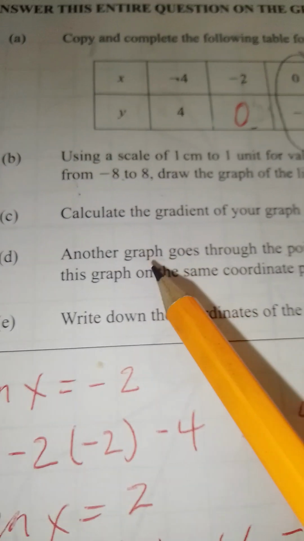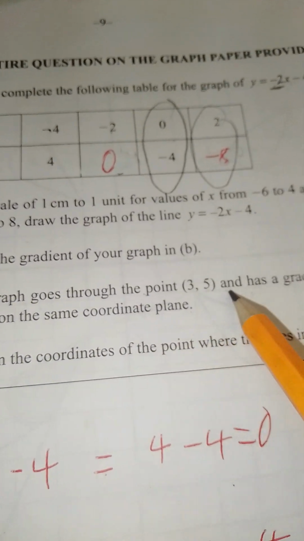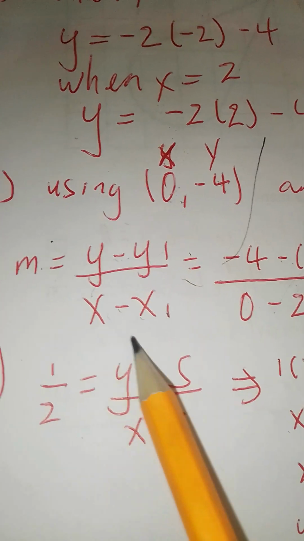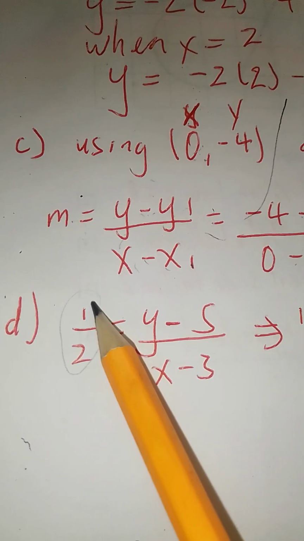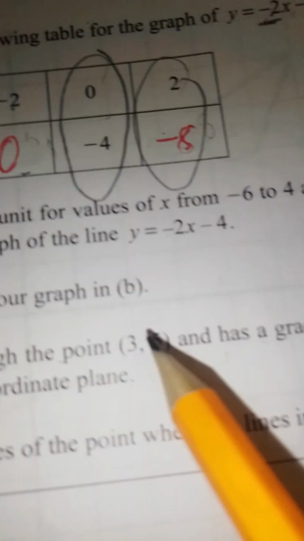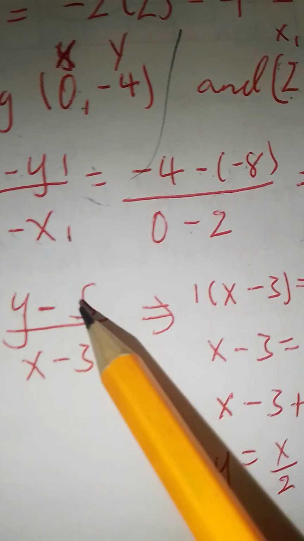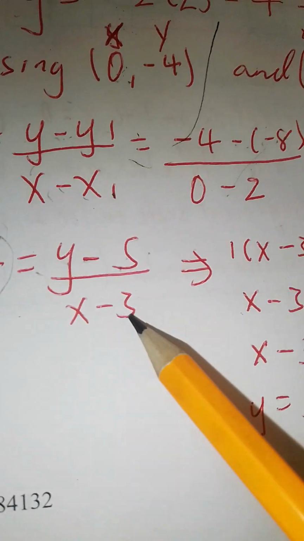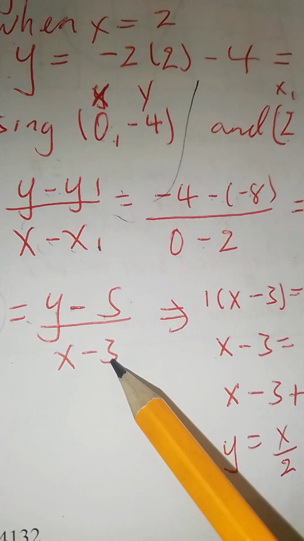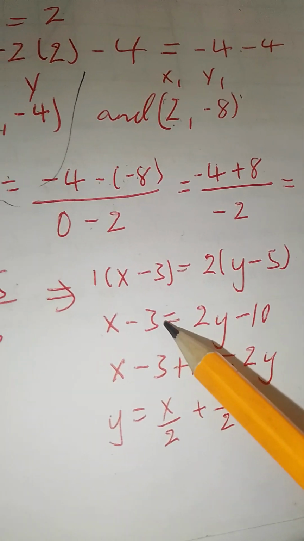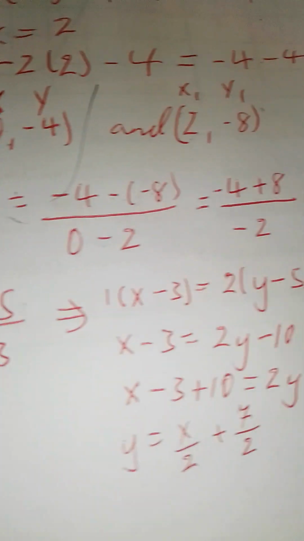Another graph passes through the point (3, 5) and has a gradient of 1/2, right? What do we know? Using the same thing right here, gradient is equal to y minus y1 over x minus x1. Gradient 1/2 is equal to y minus 5 over x minus 3, since y is 5, x is 3. Cross multiplying, I get 1 times x minus 3, so x minus 3 is equal to 2 times y minus 5.